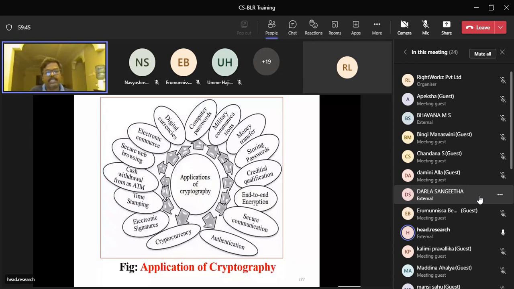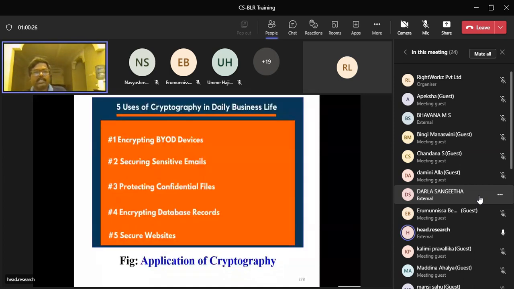Electronic commerce means e-commerce, like Amazon, Flipkart, etc. And secure web browsing, cash withdrawal from an ATM, time stamping, electronic signature, cryptocurrency, authentication, secure communication, end-to-end encryption, credential qualification, storing passwords, money transfer, military communications, computer password. These are the various applications of cryptography. Then see the five uses of cryptography in daily business life.